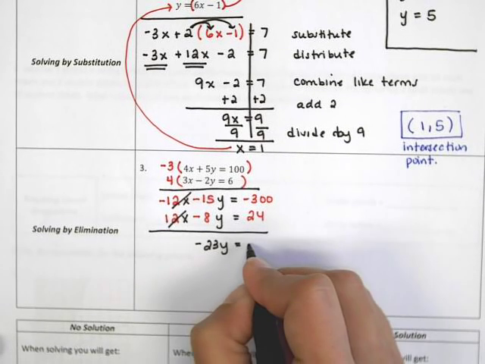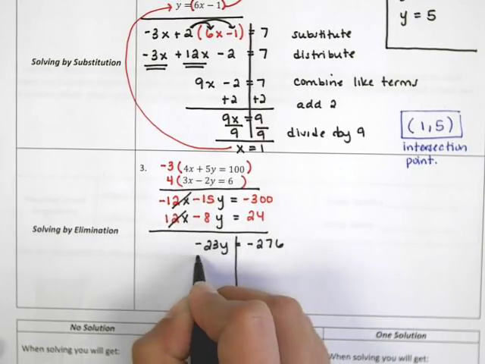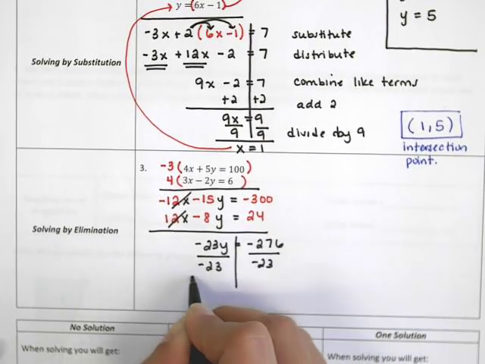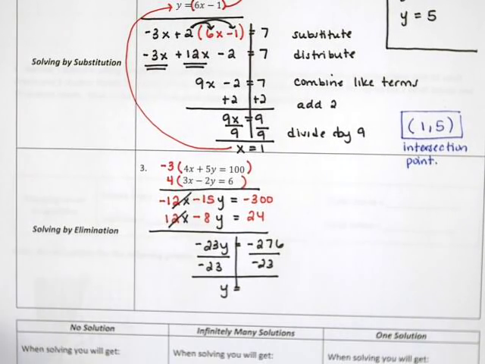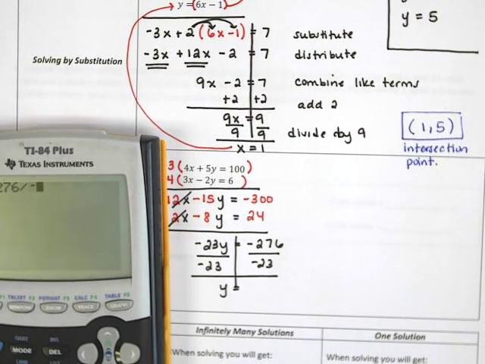-300 plus 24 is -276. And then I'm going to divide by -23. So what I get is y equals, I believe it's 12, but I'm going to double check that on my calculator. Yes.